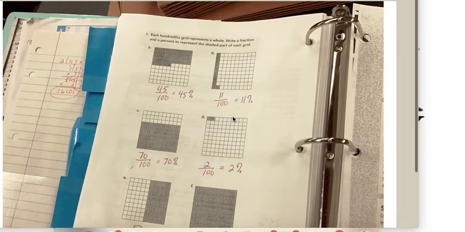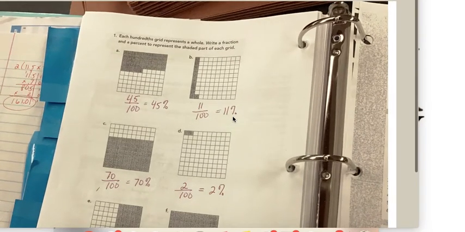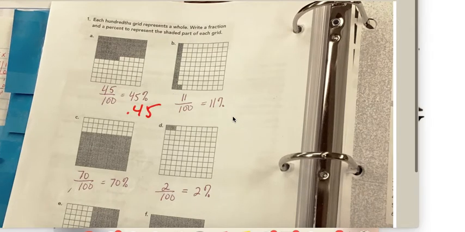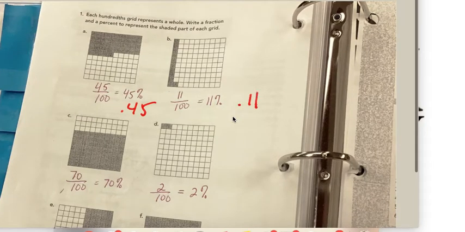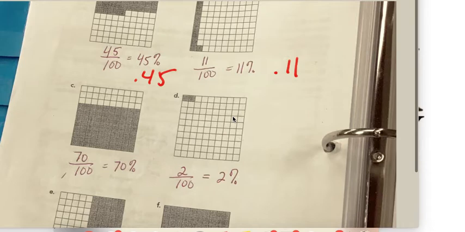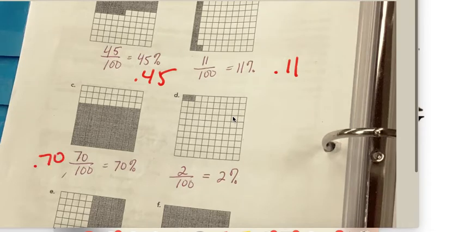Here we go. So then we can practice. We have 45 out of 100, which would be 45%, which would actually also be decimal .45. B would be 11 out of 100, which is 11%, which would be decimal .11. 70% or 70 over 100 would be decimal .70.